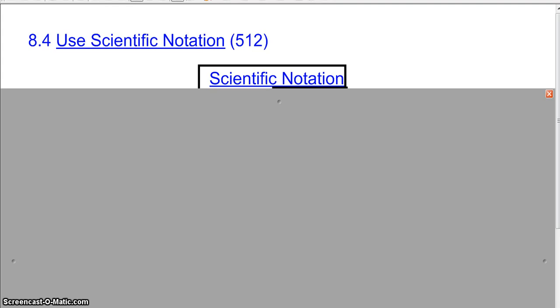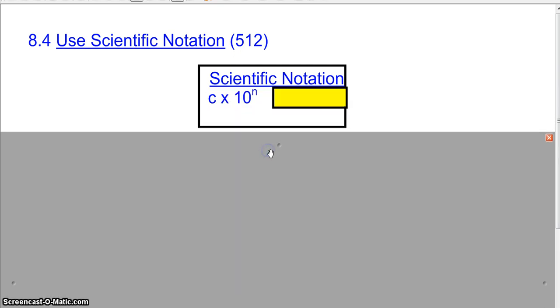Today we're going to use scientific notation. It is a way of writing huge or very tiny numbers using powers of 10, which brings the exponent concept back into what we're doing. So we're going to first review scientific notation, try writing in it, or taking scientific notation to standard form.